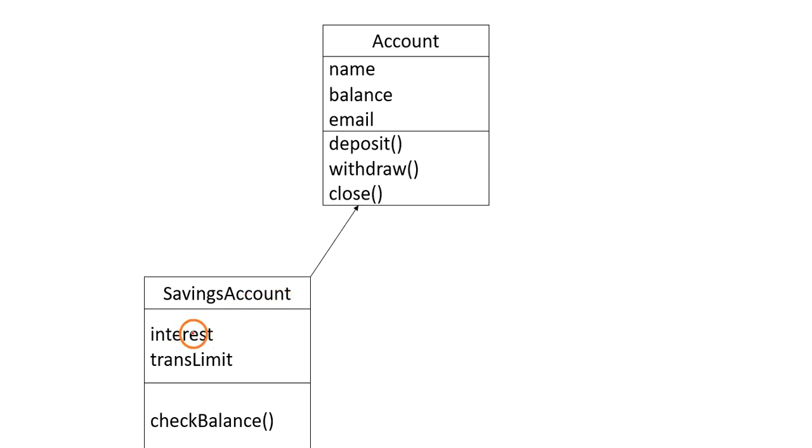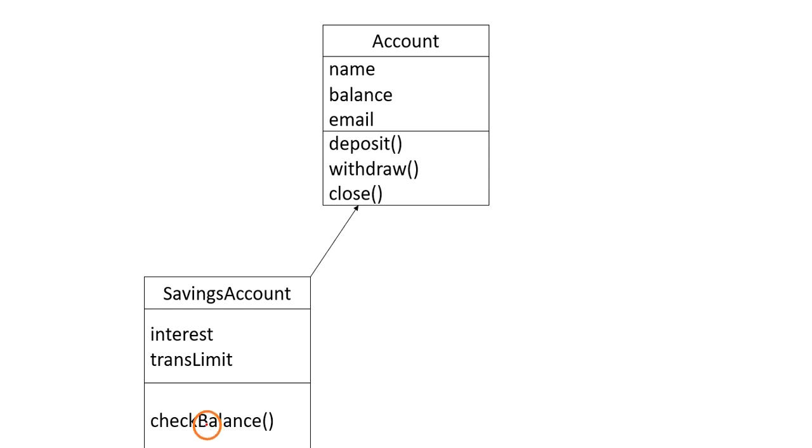Now if you see the SavingsAccount, we have interest and transactions limit. When you save money in the savings account, you will get interest on that money, maybe quarterly or half yearly or per year. Also, usually there is a limit on the number of transactions you can perform on your savings account. It is not unlimited, so there is some kind of limitation. And let's say on the savings account you have one method called checkBalance to check how much money you have in your account.